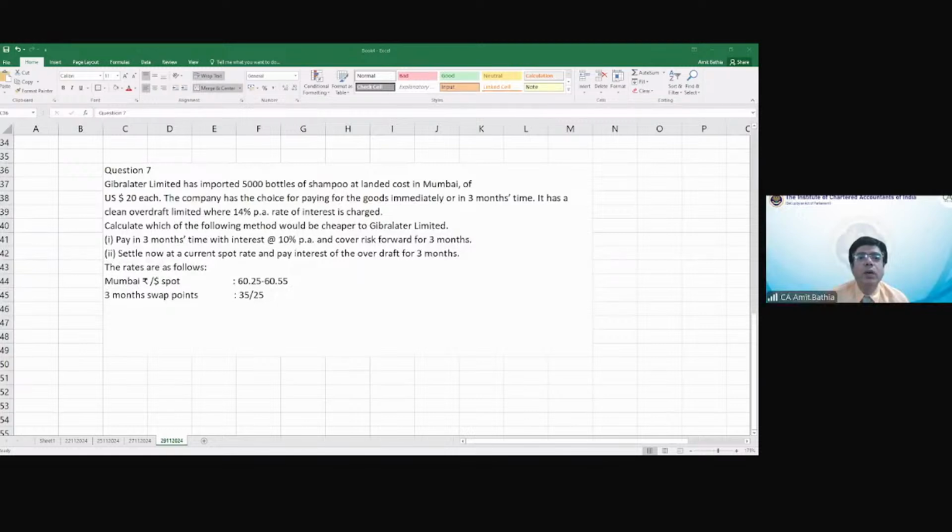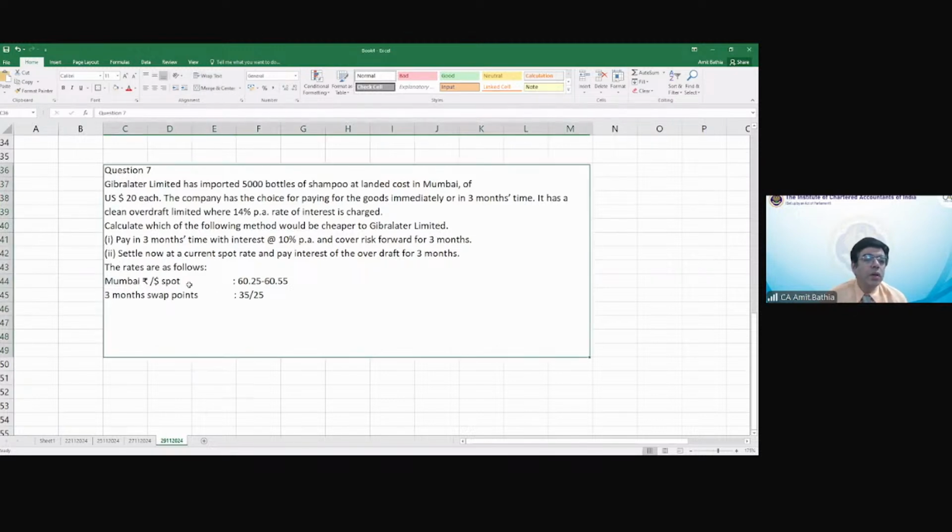Without further ado, we can focus right now on what is there on screen. You can even download that particular sheet in some time. So please focus on the question which is there on the screen.